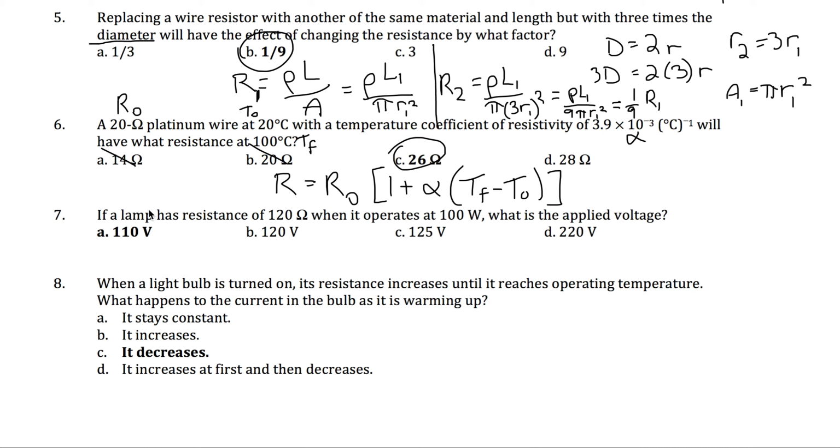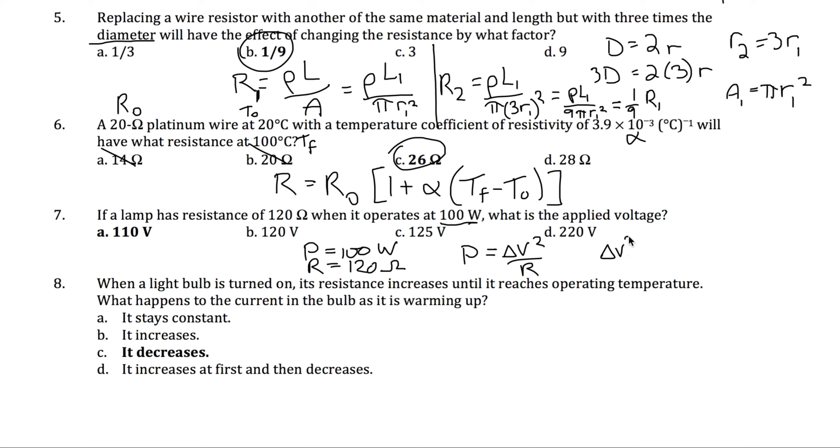Let's do number 7. A lamp has a resistance of 120 ohms, operates at 100 watts, and we want to find the applied voltage. So we did kind of a similar one in class. This one's a little bit easier here. 100 watts is the power. And then the resistance is 120 ohms. So we can use the equation that relates the power to the voltage and the resistance. V squared over R, this is one of the 3 equations. And then we have to solve for the potential difference.